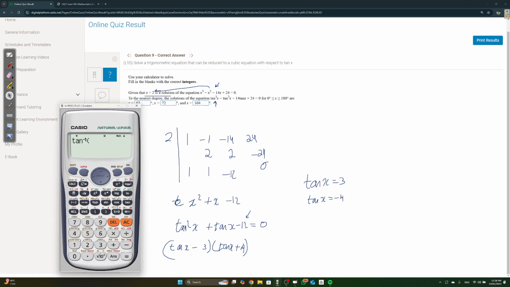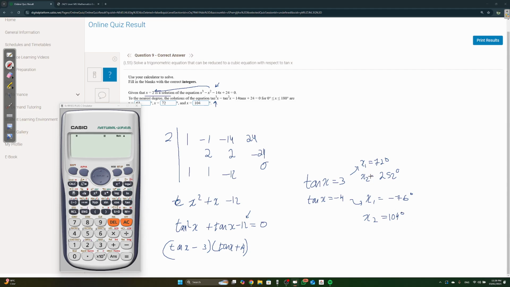Shift tan 3, 71.5 to the nearest integer. You're going to get 72 degrees. What do we know about tan? The second solution, you do 180 plus. So 180 plus 72, you get 252 degrees. How about tan x is equal to negative 4? Do shift tan negative 4. You get negative 76. The second solution will be what? Add 180. You get 104 degrees.